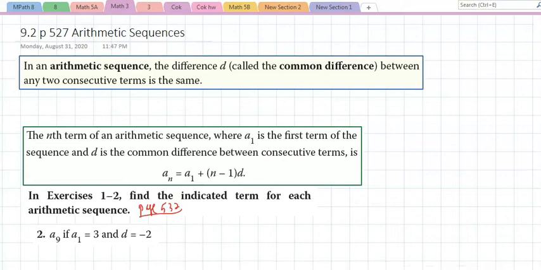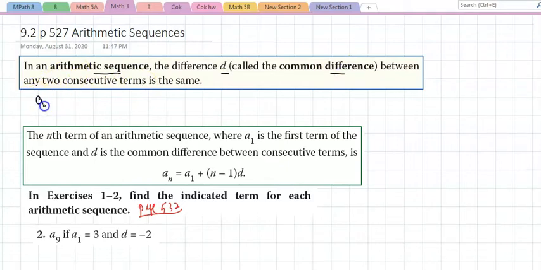Section 9.2 is on page 527, and it talks about arithmetic sequences. The definition is kind of odd, so I'm going to explain what that means. You just need to understand it. It says, in an arithmetic sequence, the difference d, called the common difference, between two consecutive terms is the same. Let me elaborate on what that means.